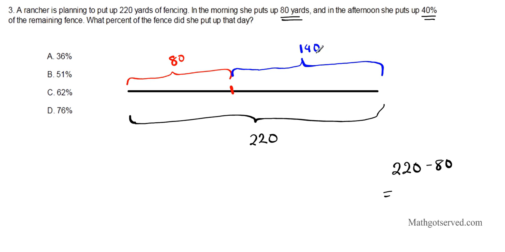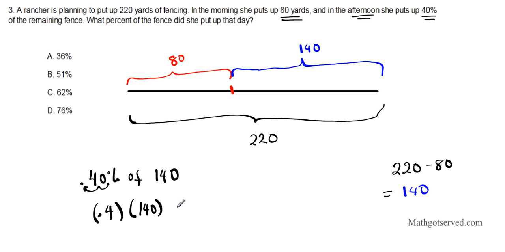So what is 40% of 140? That will tell me the amount of yards that she puts up added to 80, and then I can figure out the percentage. Okay. So let's figure out 40% of 140, which tells me how much she puts up in the afternoon. So 40% of the remaining, which is 140. How do we do this in math? Well, 40% is, you move the decimal point forward twice, because I'm dividing by 100. So it's going to be 0.4 times 140. That is what 40% of 140 is, okay?